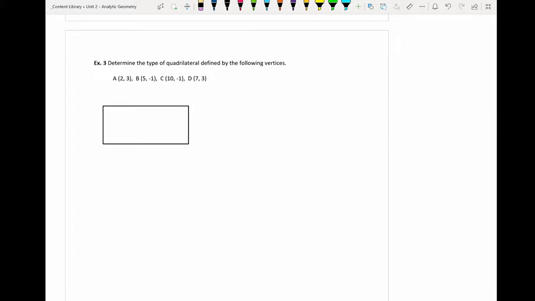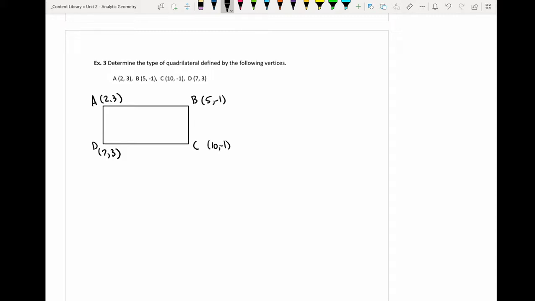So you do want to have some sort of plan with where you're putting them to make sure that they line up. So I have A here, (2, 3). D here, which was (7, 3). The reason that I'm putting them there is because they have the same y value, so they should be paired up. B is over here, (5, -1). And C is over here, (10, -1). So again, the y values are paired up.